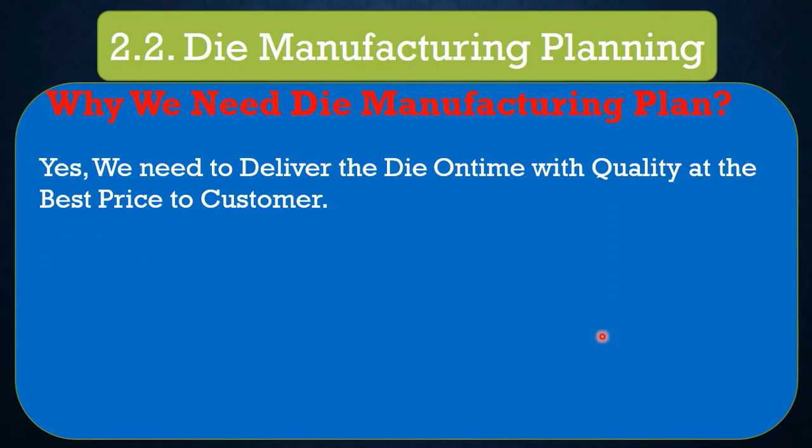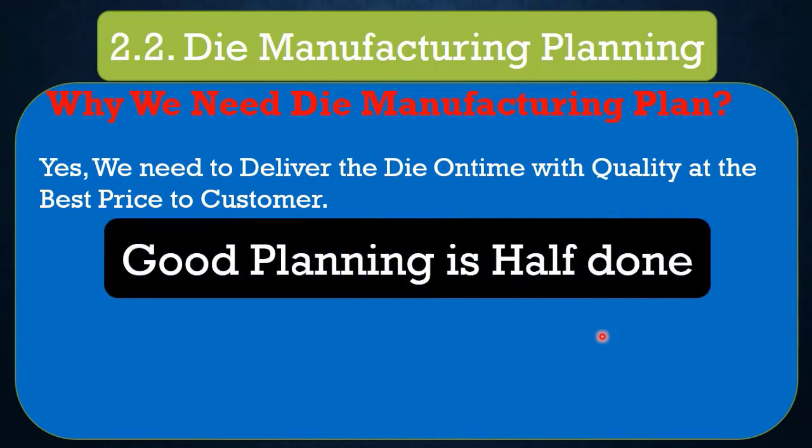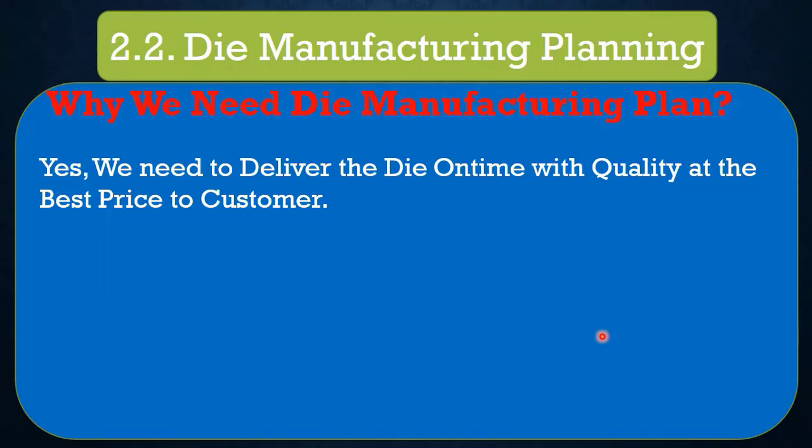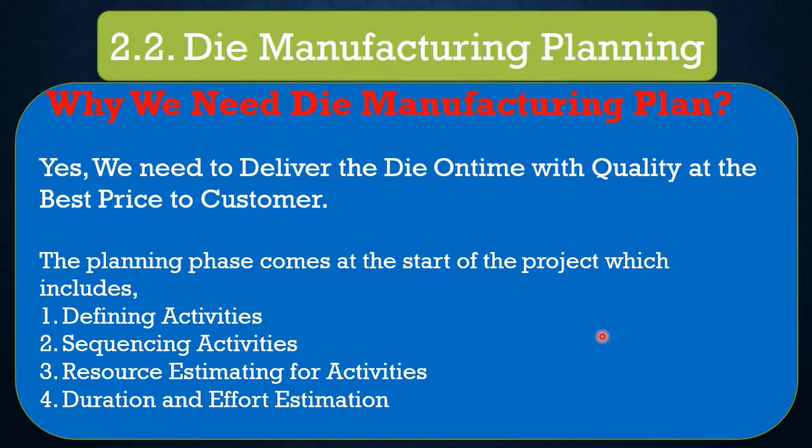Yes, we need to deliver the die on time with the quality at the best price to the customer. We all know that famous quote, "Good planning is half done." The planning is very important. The planning phase comes at the start of the project, which includes defining the activities, sequencing the activities, resource estimating for activities, duration and effort estimation. So we will see one by one.